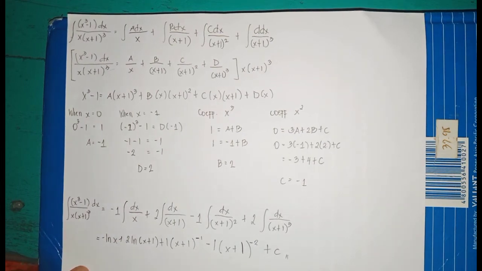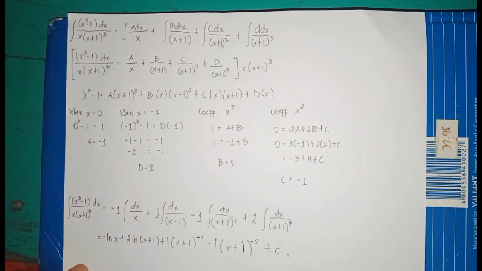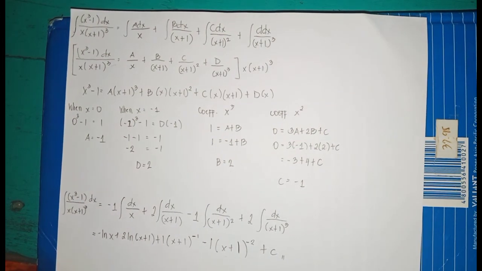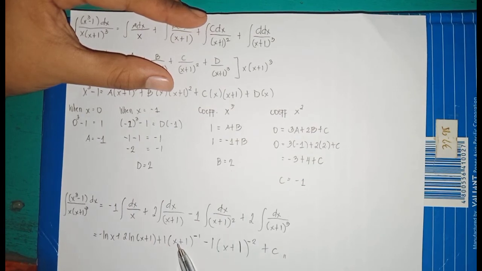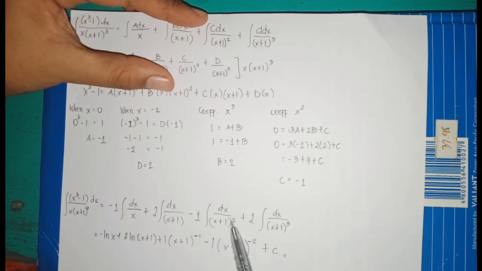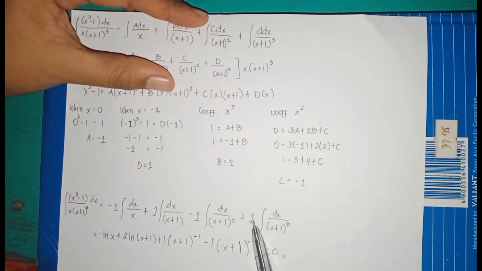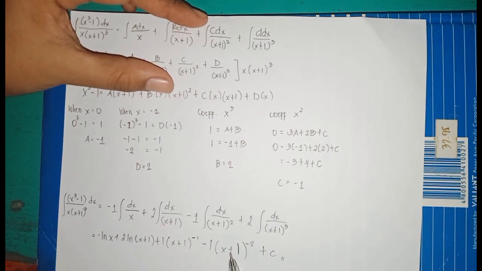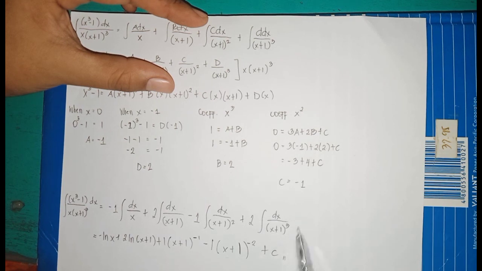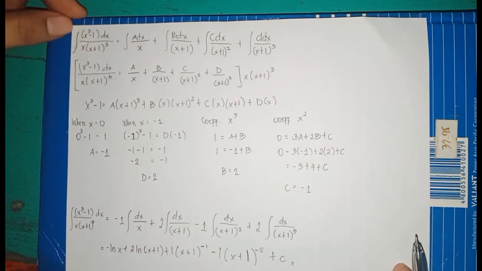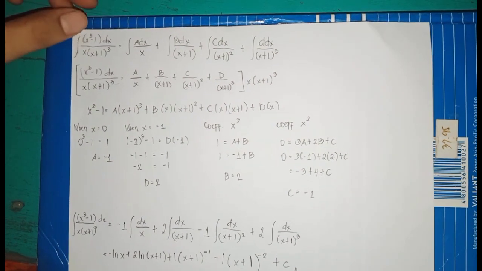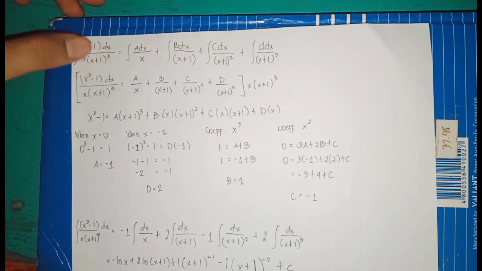Which is, we add 1 to the exponent. So this will be positive 1 times the quantity x plus 1 to the negative 1, because we will subtract 1 from this to get negative 1. So what remains is negative 1 minus 1. We subtract this into negative 1. And then the quantity x plus 1 to the negative 2, because we subtract 1 from it. So what remains is negative 2, plus C. So this will be the final answer for the given integral of the quantity x cubed minus 1 all over x times the quantity x plus 1 cubed.